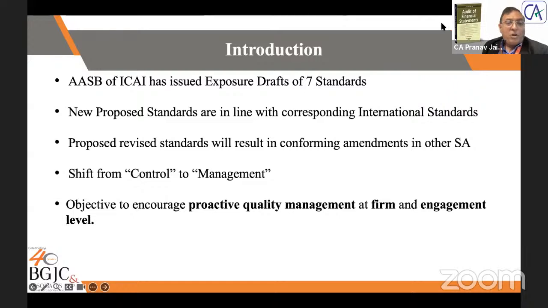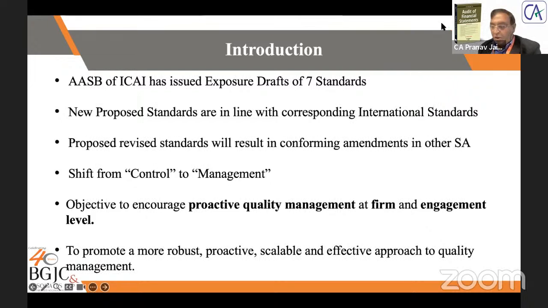The objective of these proposed new standards is to encourage proactive quality management at both the firm level and the engagement level. While at the firm level, the guiding standards would be SQM1 and SQM2, at the engagement level, SA 220 is the primary standard, and there were consequential changes in SA 315 and other standards. The objective is also to promote a more robust, proactive, scalable, and effective approach to quality management.